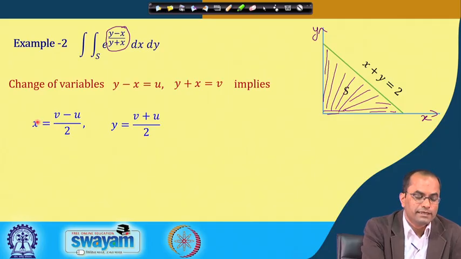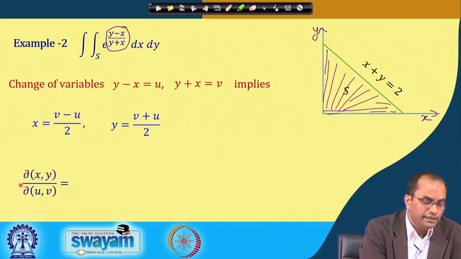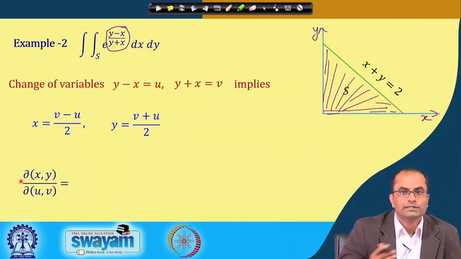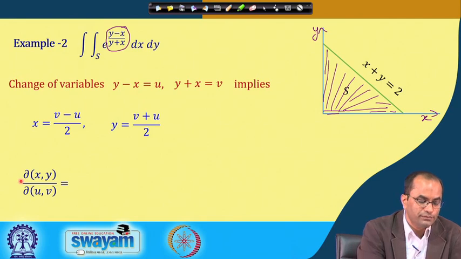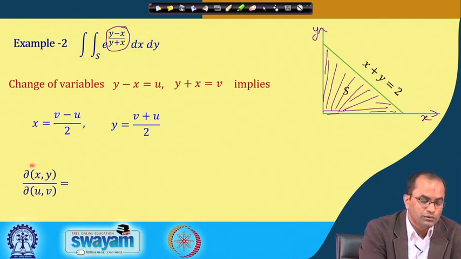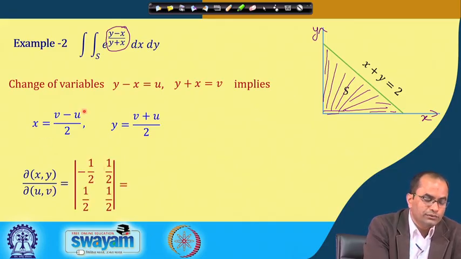So, we have x and y in terms of u and v from the relations, and we can get the Jacobian term because that is needed for the transformation in the new variable in the new integral. So, here the del x over del u and del x over del v we have to compute. So, this del x over del u is minus half, which is coming here, and del x over del v will be half, the second term.